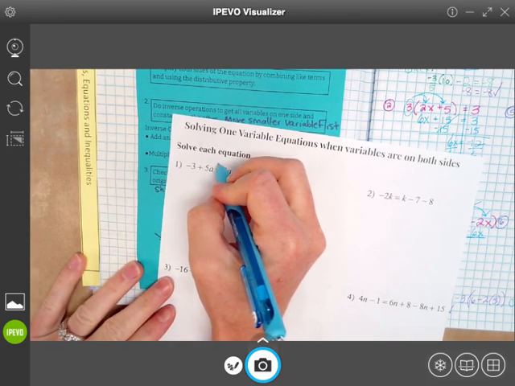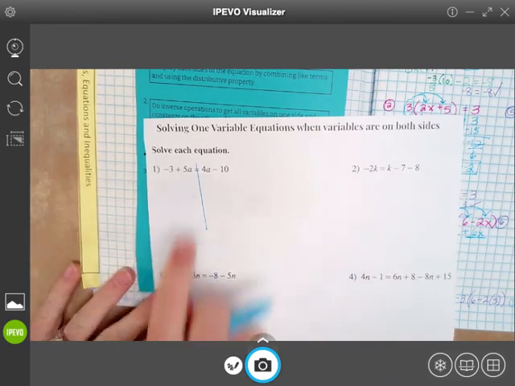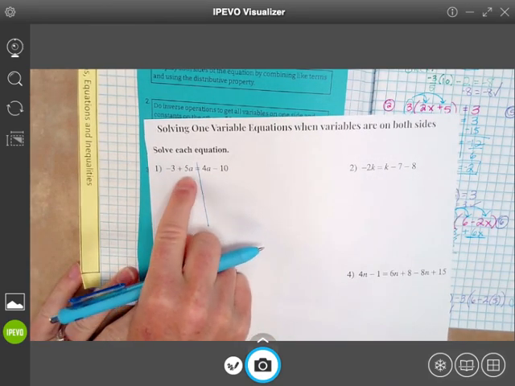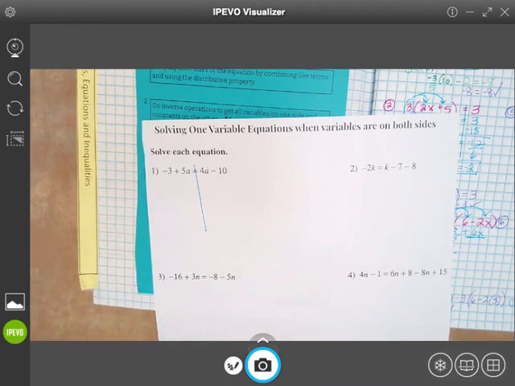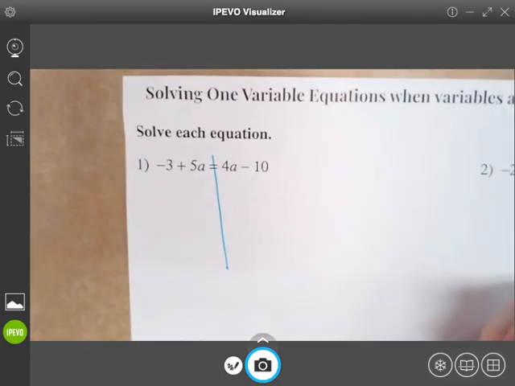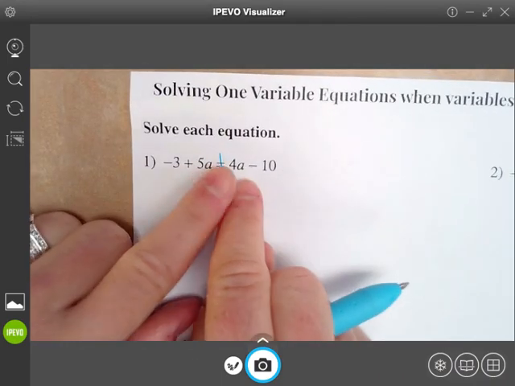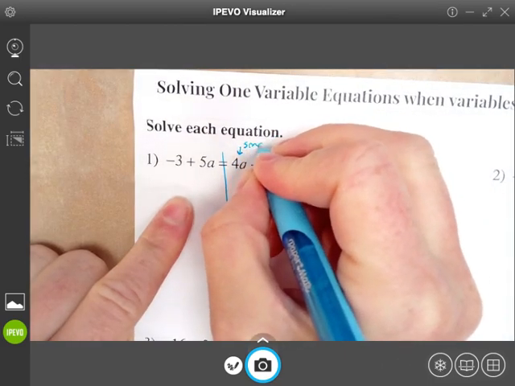So we want to draw a line down the equal sign. Step 1 says simplify. There's nothing to simplify. This is already simplified enough. So we want to identify and move the smaller variable. So we have a positive 5a and a positive 4a. So this is our smaller. That's the one that we're moving.